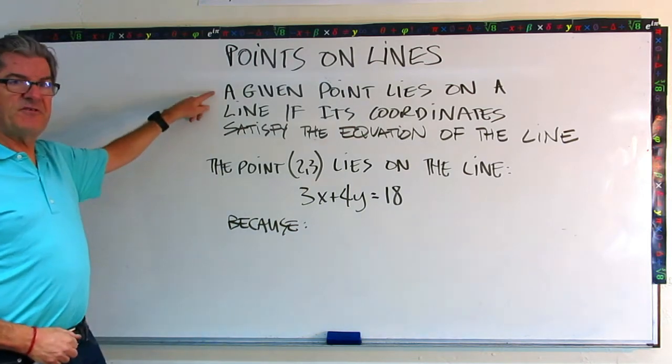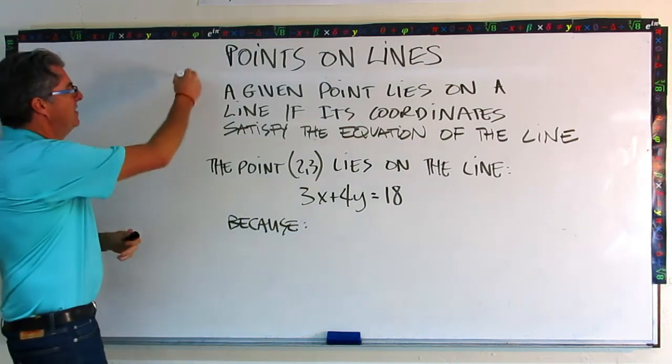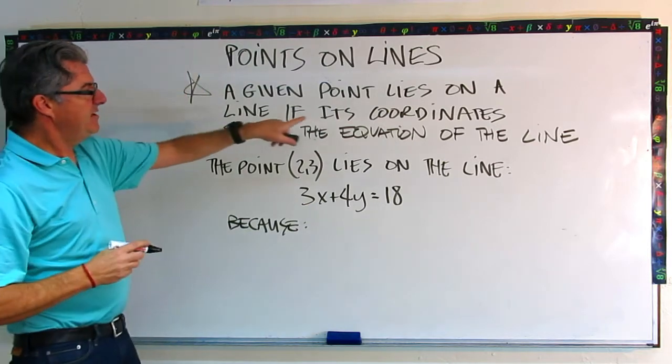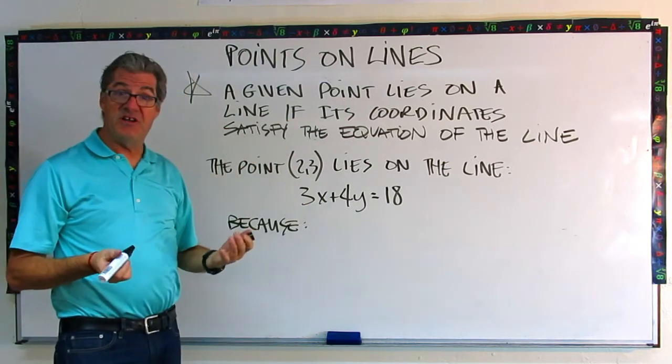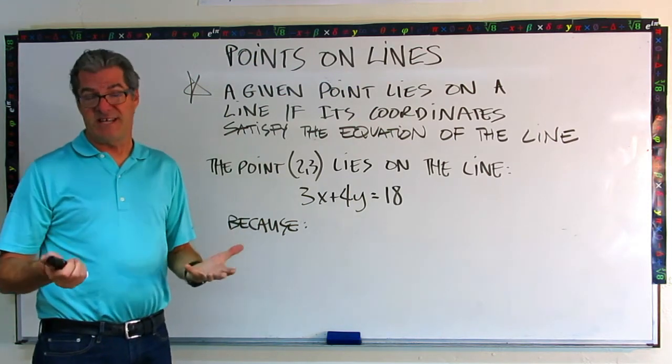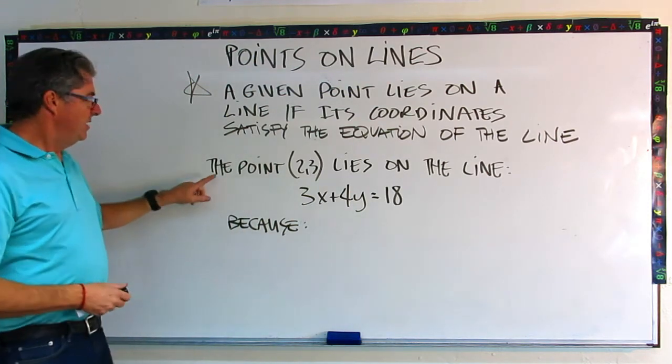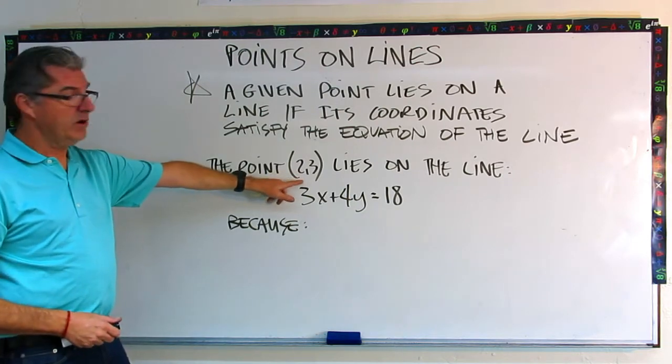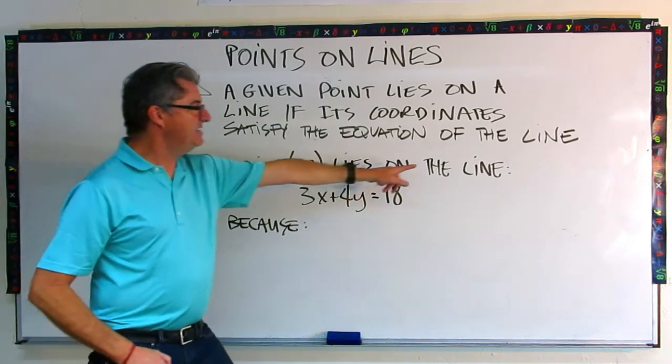So here's kind of a definition. A given point lies on a line if its coordinates satisfy the equation of the line. Okay, and we're going to do that. For the homework, you're going to test this kind of thing. So the point (2, 3), coordinate point (2, 3), x and y, lies on the line.